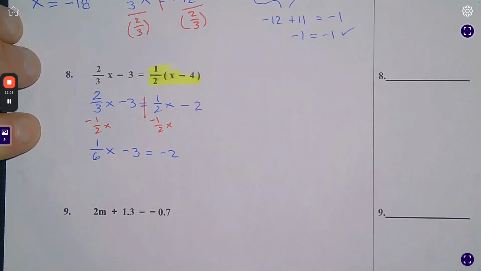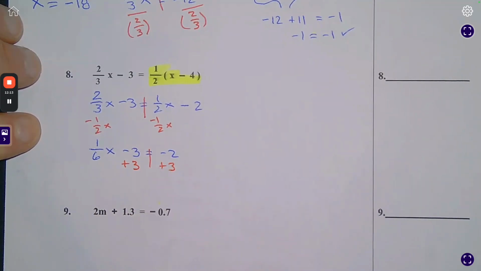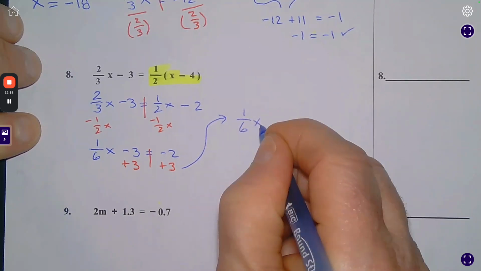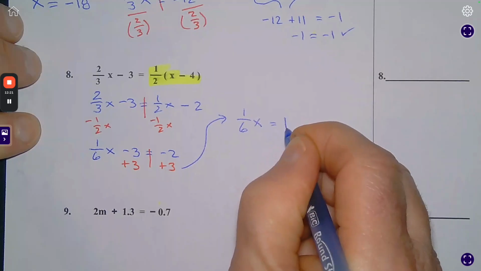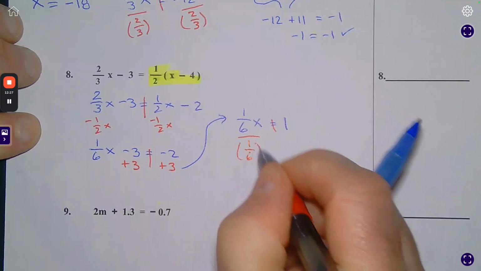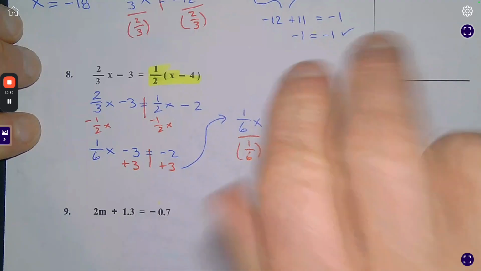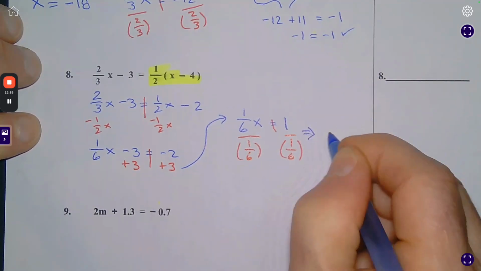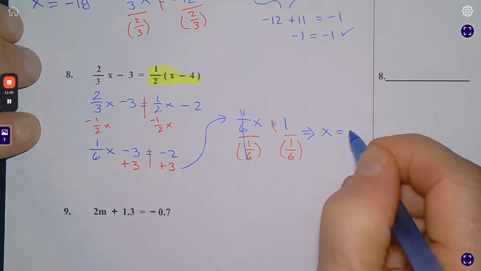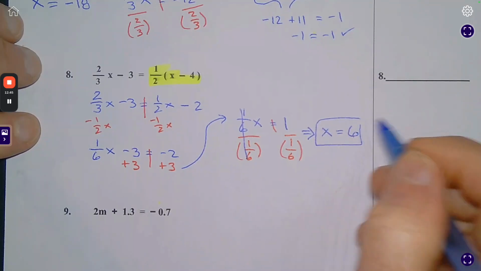Inverse operation for minus 3 is plus 3. Move your constants to the right. Simplify. So that gives me 1/6 x equals 1. Okay, now the inverse operation for multiplication is division. When you divide by a fraction, you've got to put it in parentheses, or you could invert and multiply as well. All right, this gives me x, because 1/6 divided by 1/6 is 1, so that's 1x, and this gives me 6. And that's it. We're done. X equals 6. Not bad.